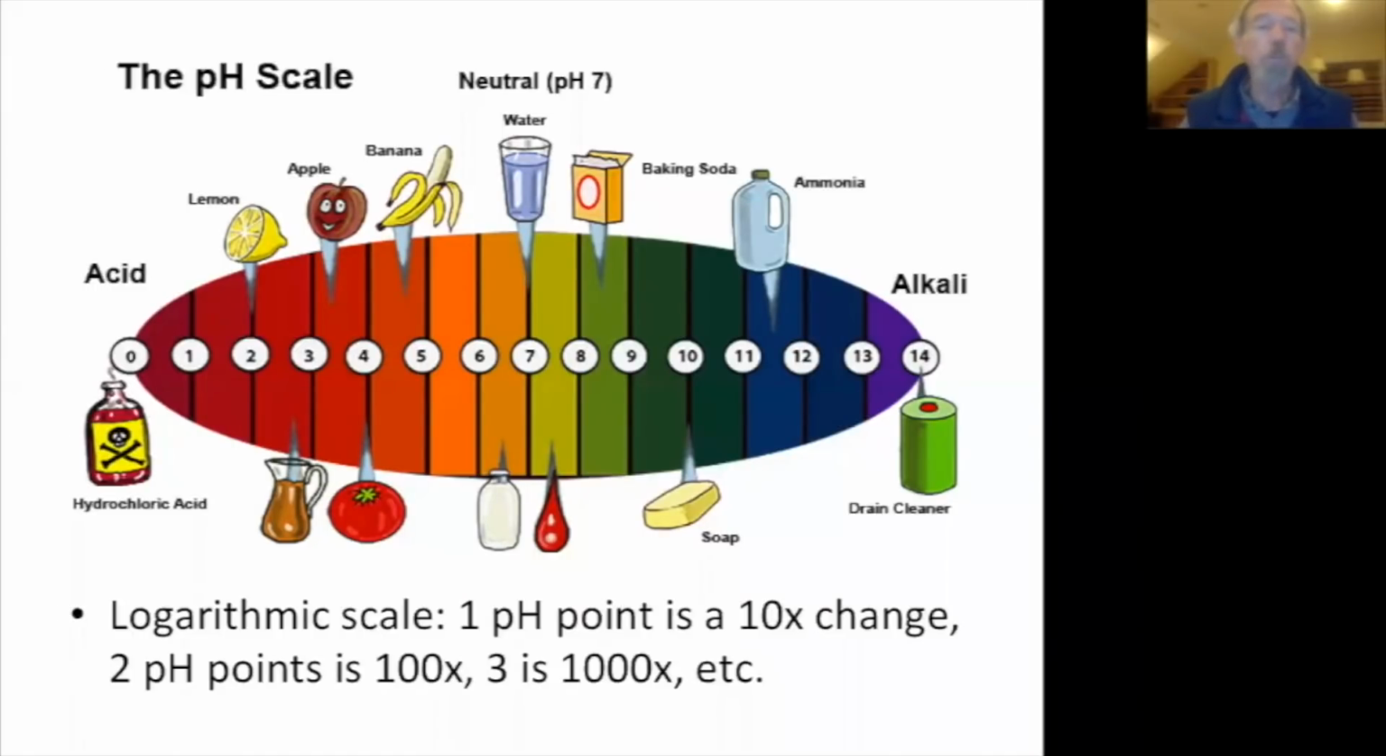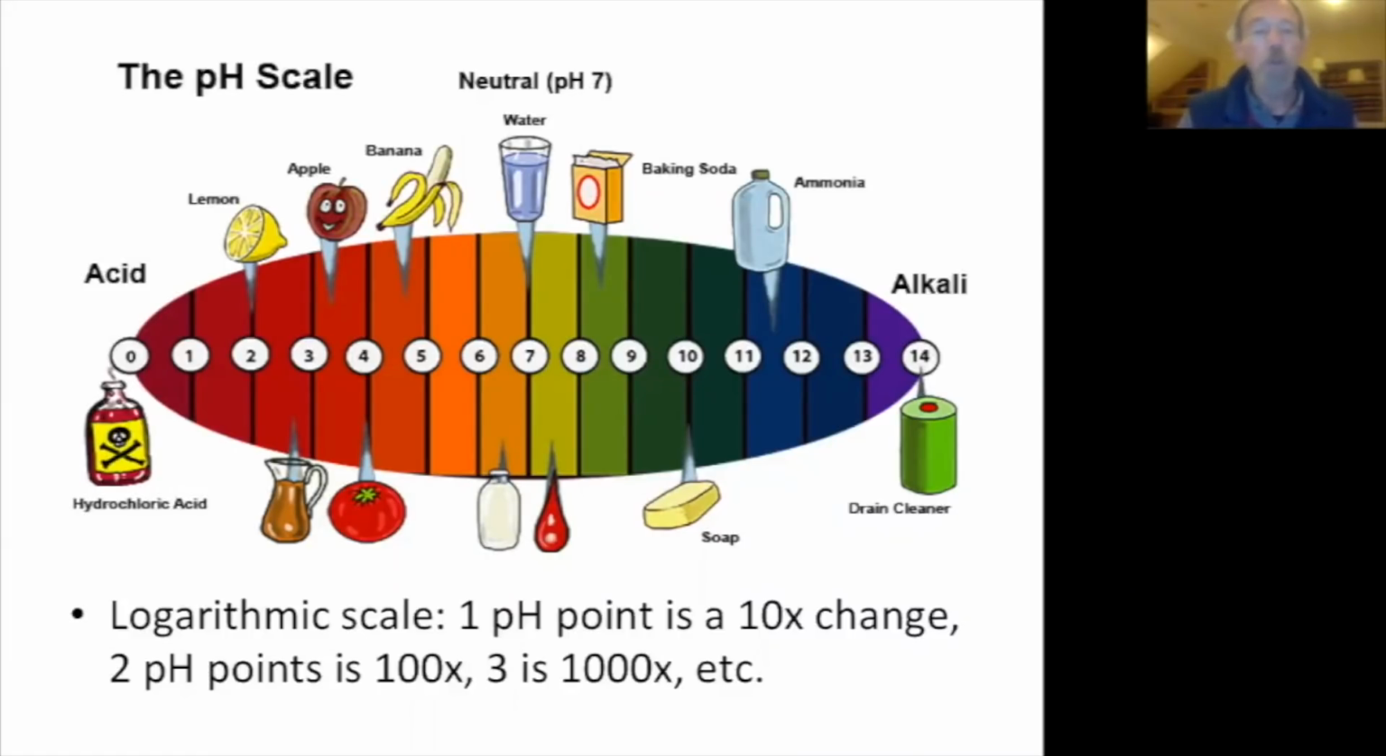So this is a graphic showing the pH scale, which goes, for various technical reasons, from 0 to 14, the lower numbers being more acidic and the higher numbers being more alkaline or basic. And I think we're all pretty familiar with acidity. Lemon juice and battery acid and things like that are really acidic.